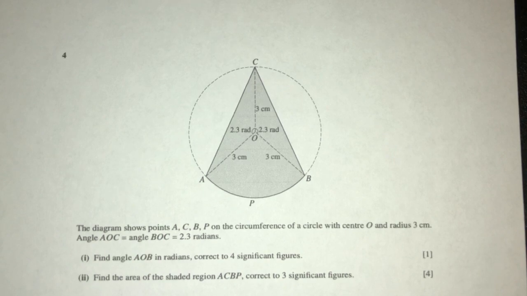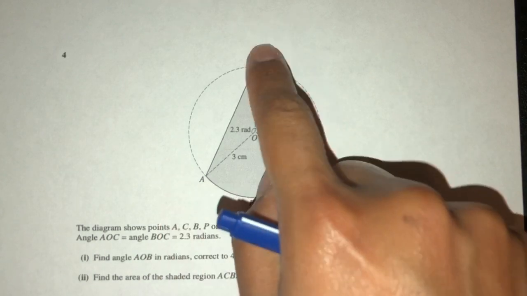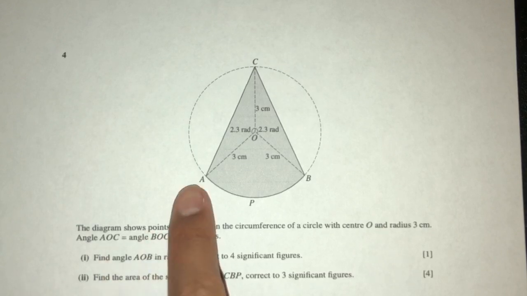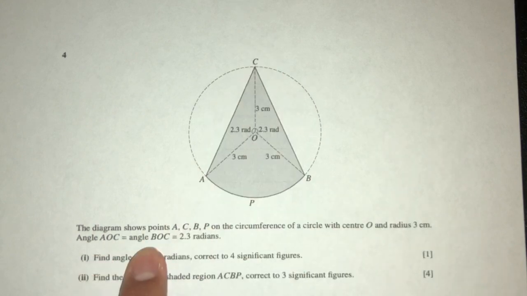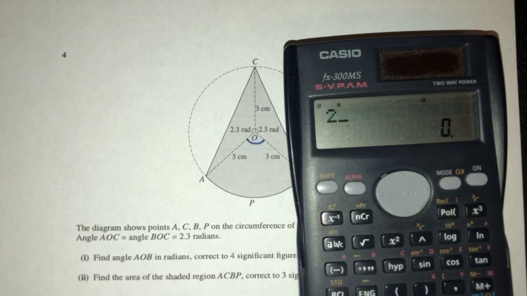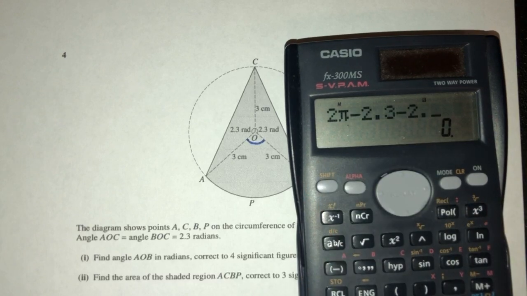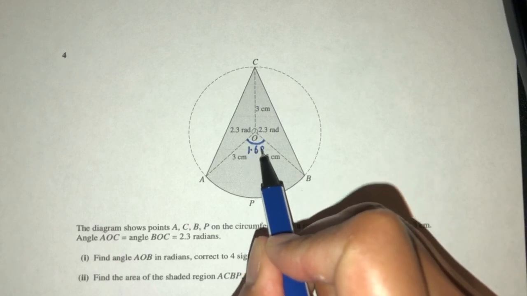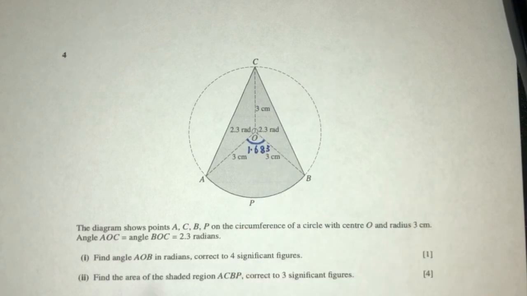The diagram shows the points A, B, C, and P on the circumference of the circle with center O and radius 3. Now the angle AOC is equal to the angle BOC, which is 2.3. So obviously we can find the third angle pretty easily. It will be 2 pi minus 2.3 minus 2.3. That should be 1.68. Let me write 3 significant figures. Up to you.